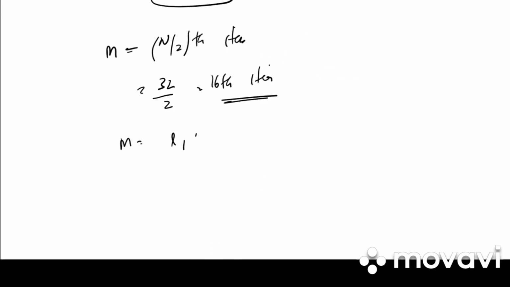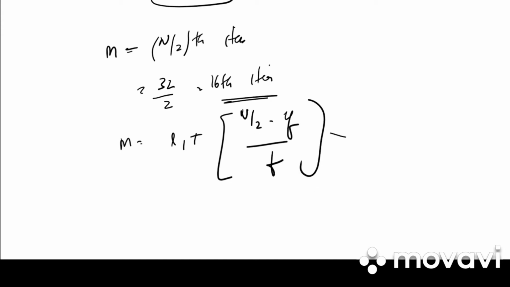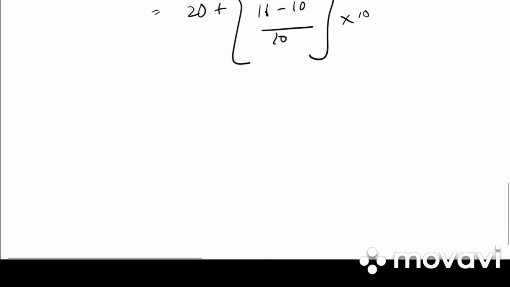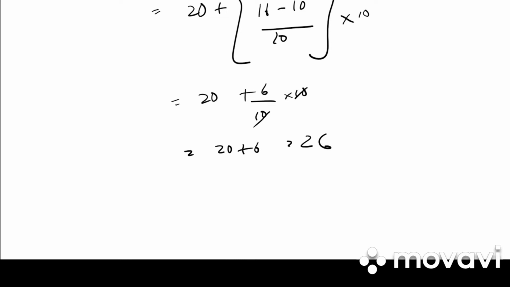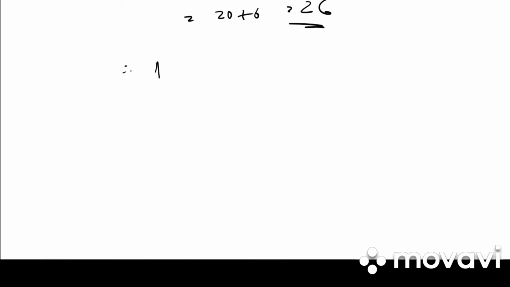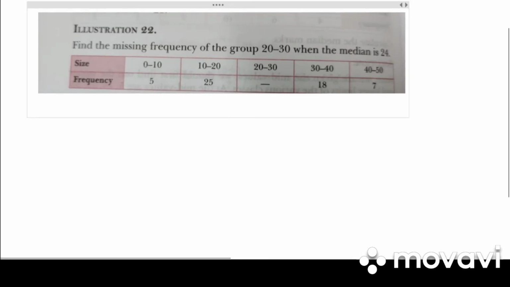So m is equal to L1 plus n by 2 minus Cf divided by f into i. 20 plus 16 minus 10 divided by 10 into 10. So 20 plus 6 divided by 10 into 10. 20 plus 6 is equal to 26. Therefore, median is equal to 26. Clear?